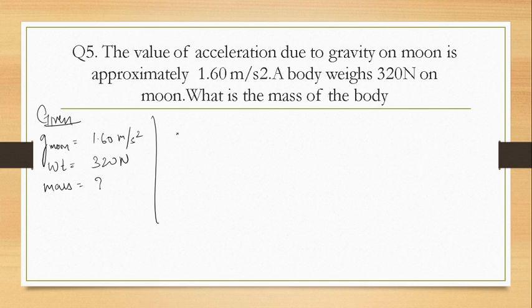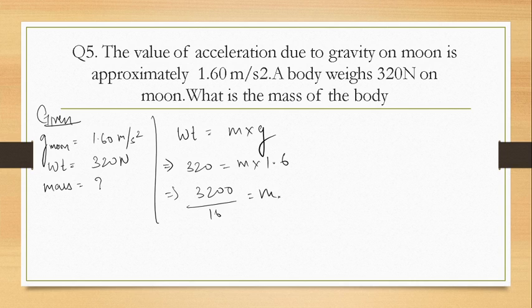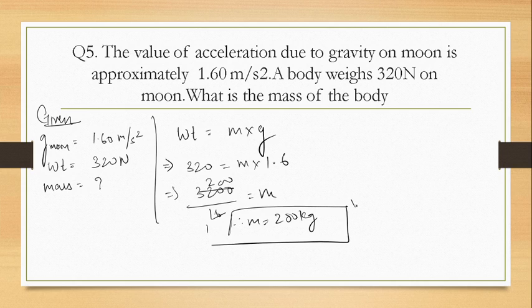Again, the formula is very simple. Weight is equal to mass into acceleration due to gravity. So weight is 320 Newton, equal to mass into 1.6. I can write this as 16 directly by taking the decimal above, so this is 3200 divided by 16. So here the mass would be 200 kg, because 16 ones are 16, 16 twos are 32, so this is 200. Therefore mass is 200 kg. Again, remember this formula. Very simple.